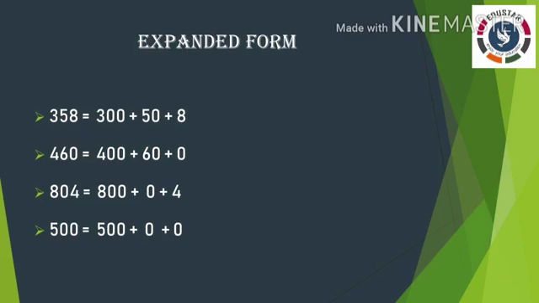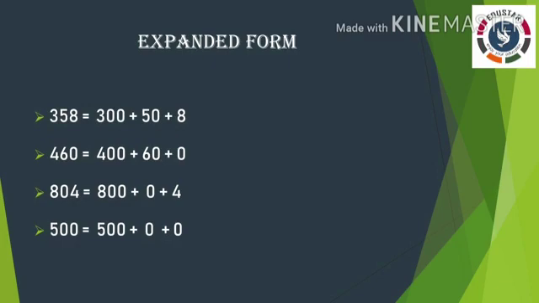Okay, then the number 6. 6 is in tens place. For tens place, we should add only 1 zero, isn't it? The last number, 0, is in ones place. So no zeros. Are you clear, my dear? Shall we go to the next number?